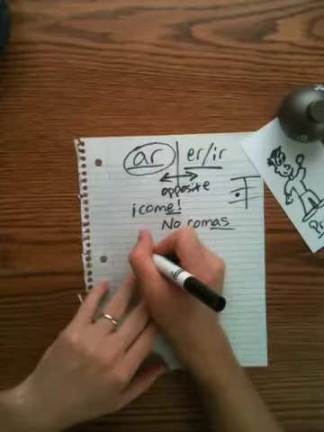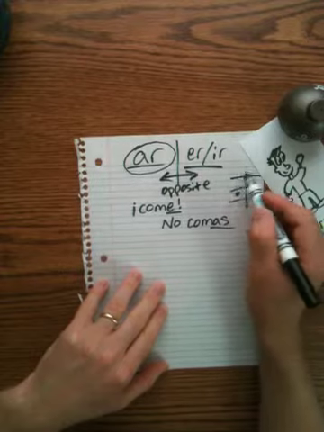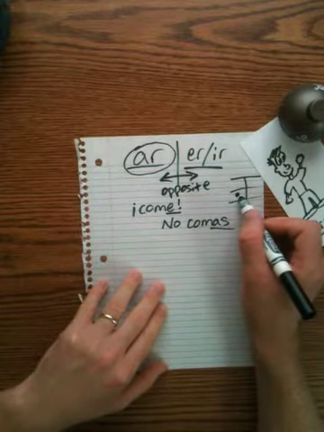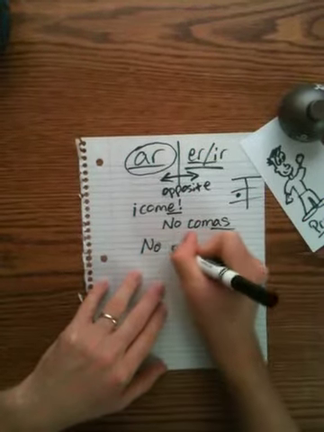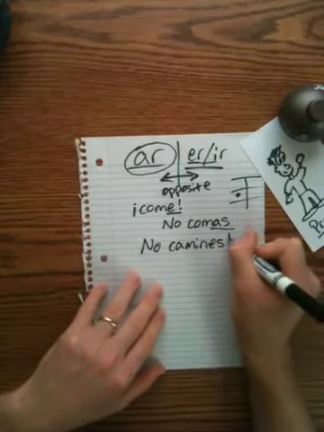Let's practice a couple times. Let's say don't walk. You know that walk is caminar. You know that in the 2nd person singular it's caminas, and then use the opposite ending. No camines, which means don't walk.